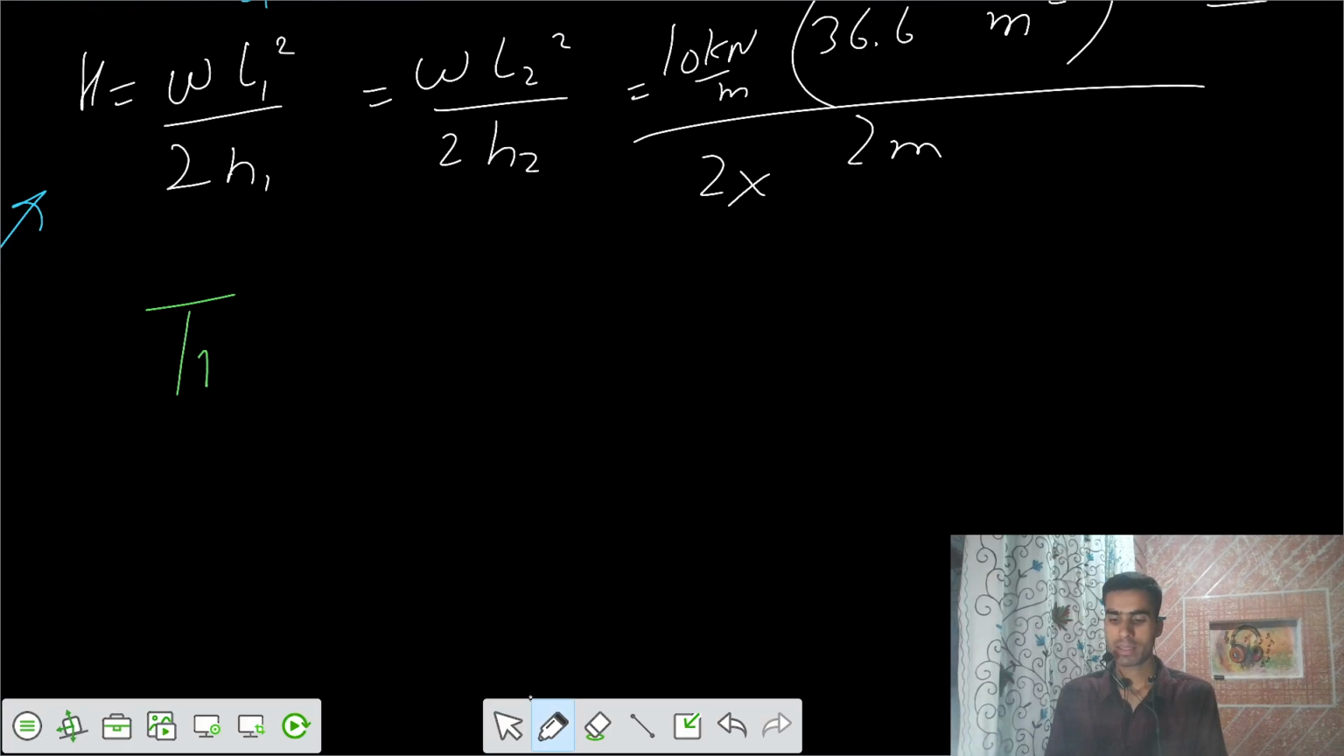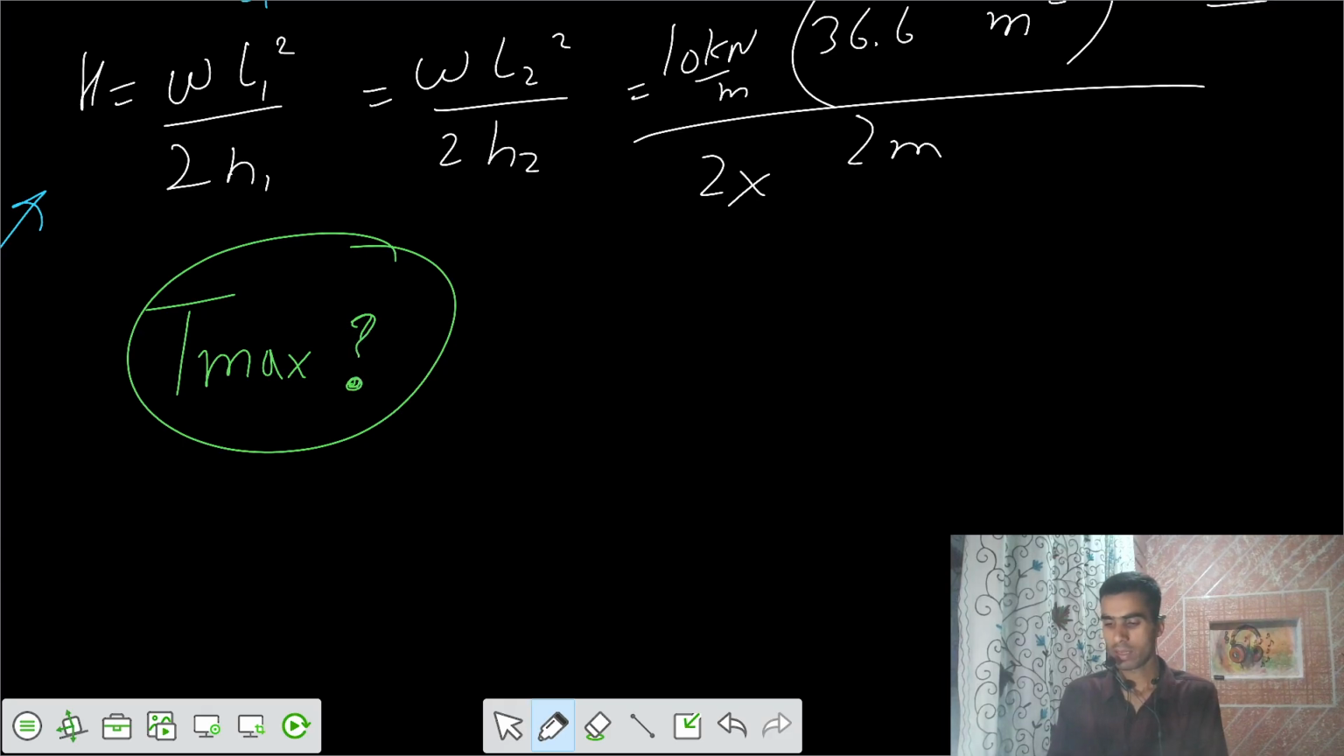Now we need to get the Tmax. Can you get the value of Tmax?